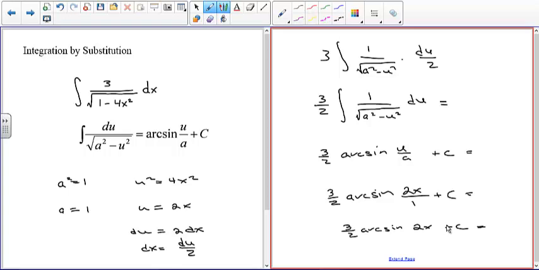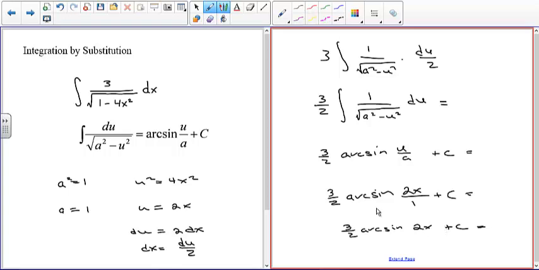Okay, so the answer is 3/2 the arcsine of 2x plus c. I factored out the 3 and made the substitutions. So we ended up with du over 2 for the substitution for dx. Then I factored out the 2 as well in the denominator, and I matched the formula exactly. So then all I have to do is write out the formula, make the substitution back in, and simplify it.